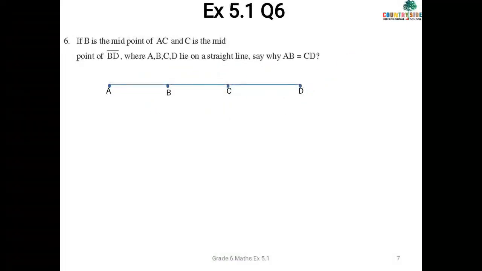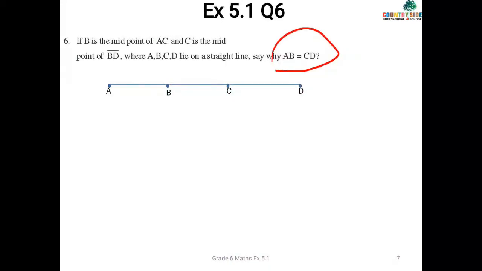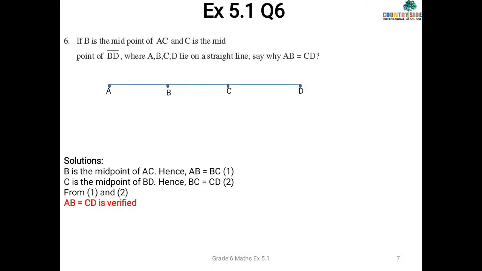Now what do we have to prove? AB equals CD. This AB equals CD we have to prove. So the solution: B is the midpoint of AC, hence AB equals BC. These both will be equal. Let's suppose this is 2, so this will also be 2. Now C is the midpoint of BD, therefore BC equals CD. So from 1 and 2 we can say AB equals CD, that is verified.